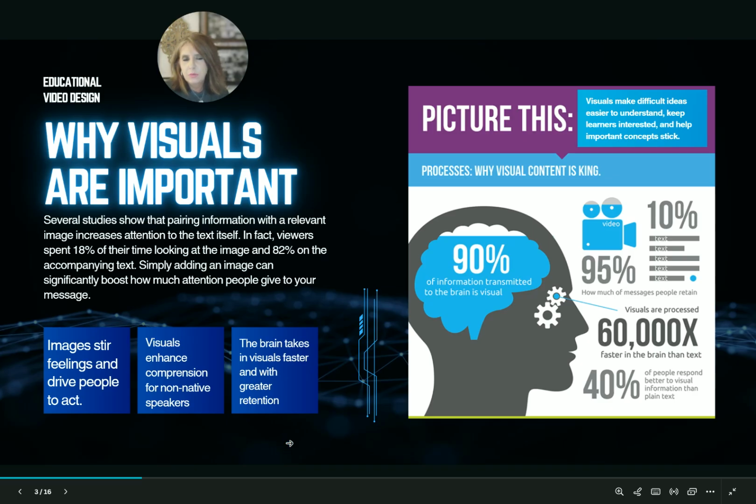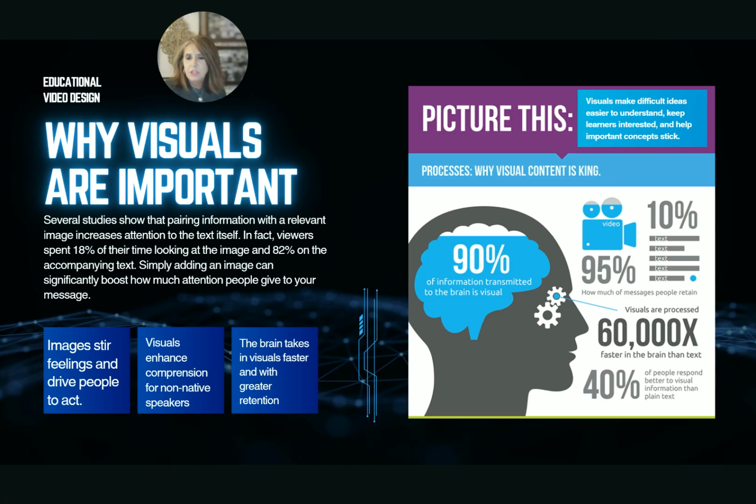So first of all, why are visuals so important? Studies show that pairing information with a relevant image increases attention to the text itself. In fact, viewers spent 18% of their time looking at the image and more than 80% on the accompanying text. Simply adding an image can significantly boost how much attention people give to your image. Images stir feelings and they drive people to act. Visuals also enhance comprehension for non-native speakers.